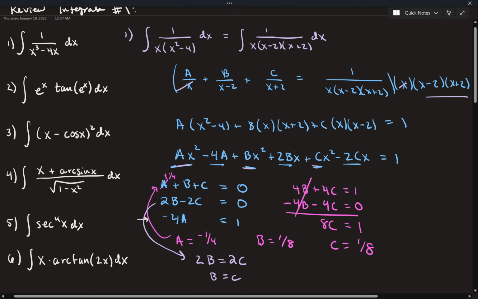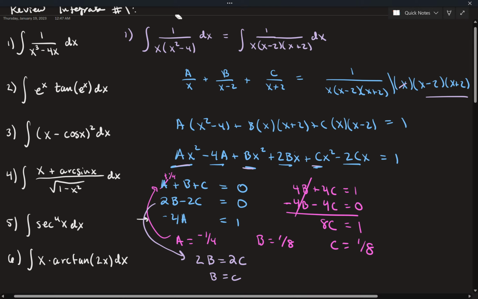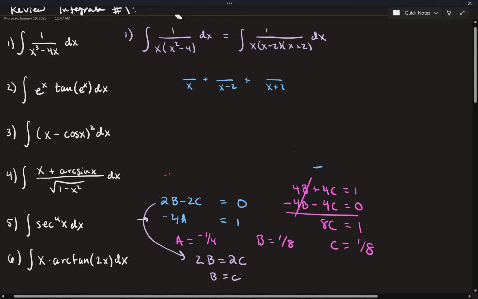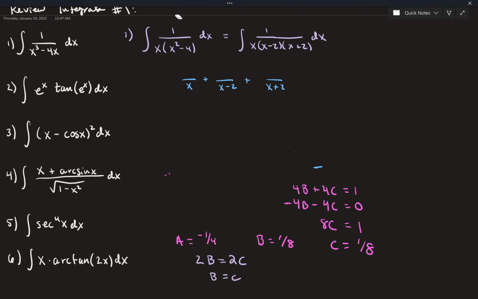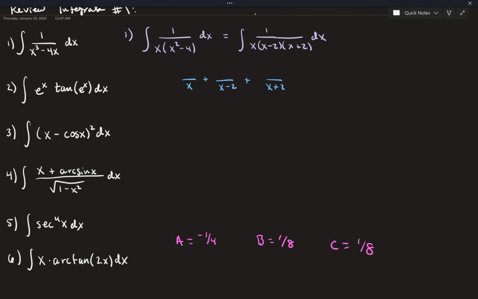Now, just so I'm not going to scroll off this page, I'm just going to erase all of the partial fractions. Oh shoot. I have to leave them here but erase everything else. Because I know what A, B, and C are. I have minus a quarter, 1/8, and 1/8.